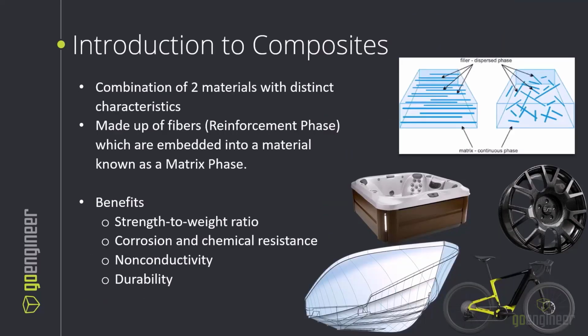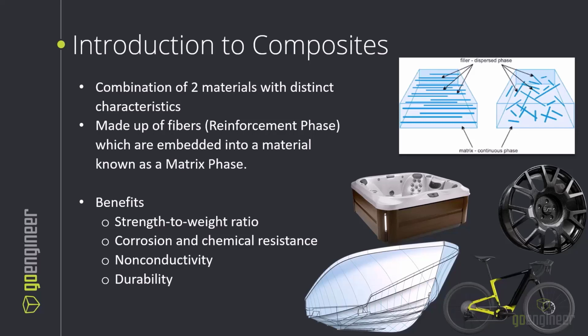So, introduction to the composite material. A composite material is a material that's comprised of two materials with distinct characteristics that are combined to create a superior material with enhanced characteristics. Of the two materials, one is made up of fibers and is known as the reinforcement phase, and these are embedded into a continuous material known as the matrix phase. The matrix phase accepts a load over a large area and transfers it to the reinforcement phase. The reinforcement phase carries a larger load but is anisotropic, meaning the properties are different in different directions. In this case, it carries the load along the direction of the fibers.